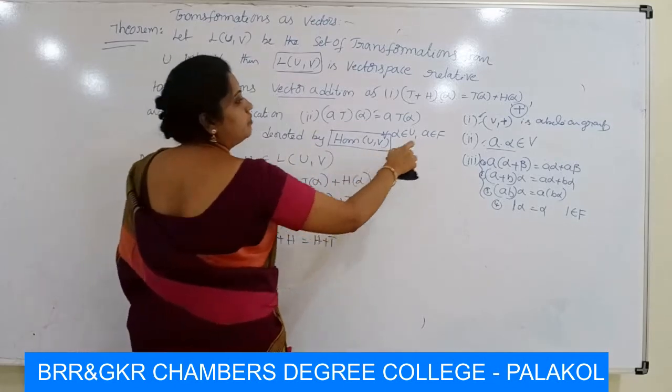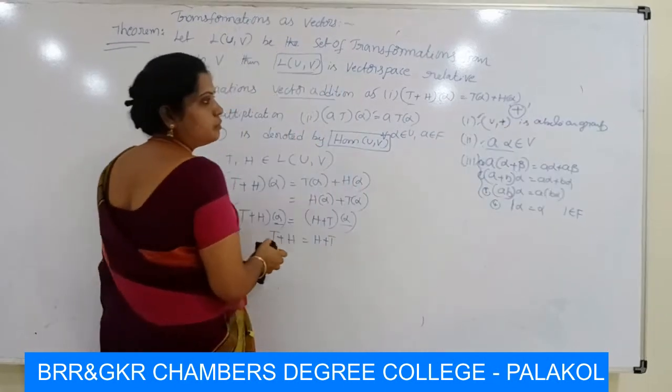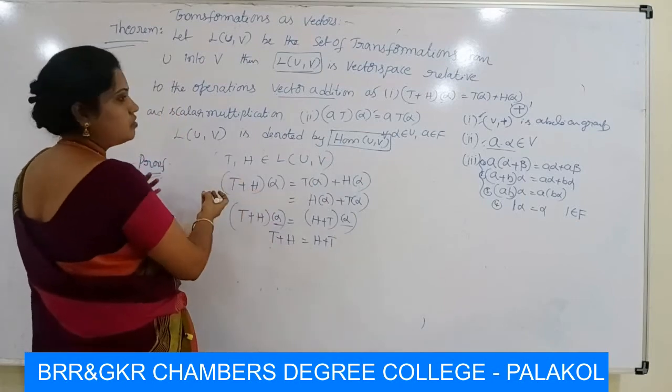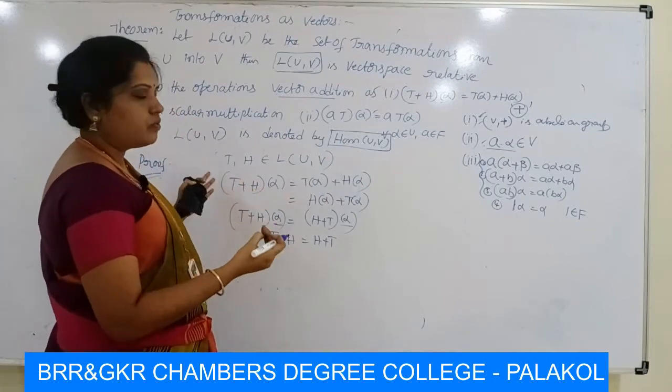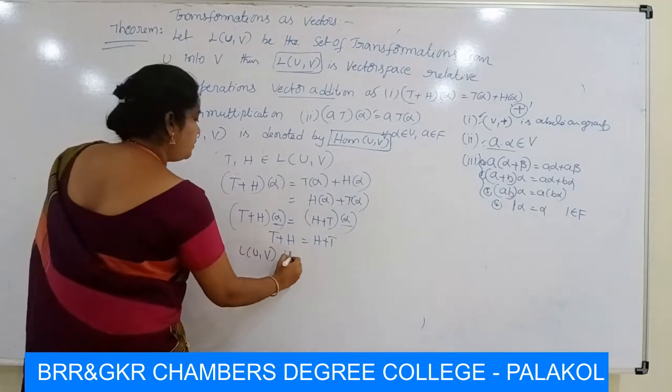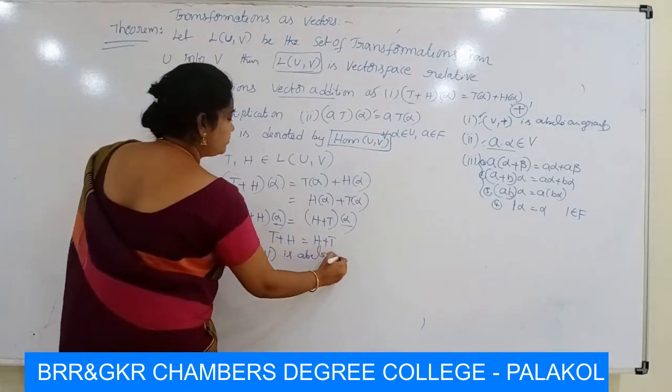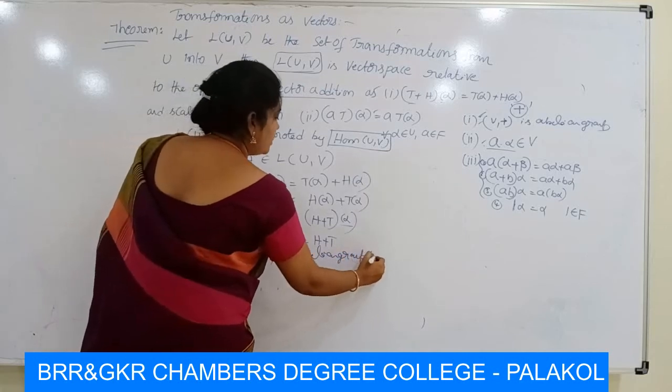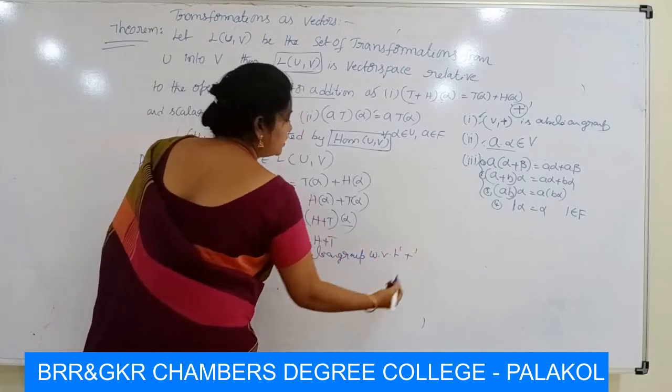Now the first property, that V plus is an abelian group, is satisfied. First associativity, and next identity, inverse, and the commutative law. Therefore L of UV is an abelian group with respect to the sum of the transformations, that is addition.